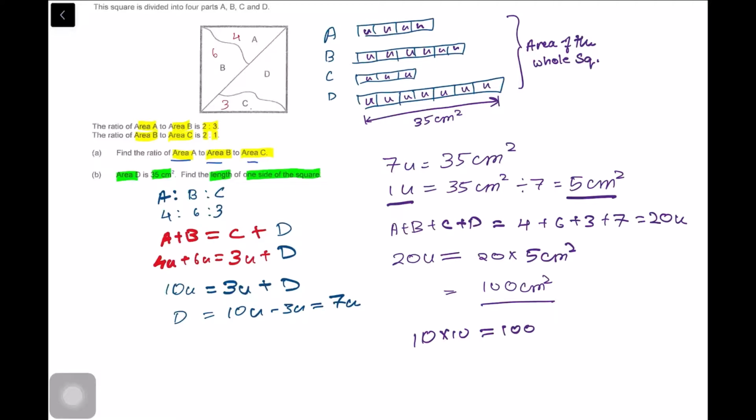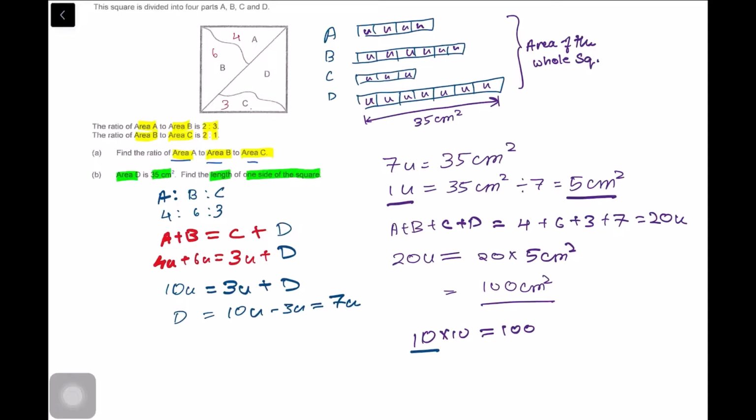If you see, 9 times 9 is 81, and 11 times 11 is 121. So 10 times 10 is 100. So if the area of the square is 100, and the property of a square is that all 4 sides are equal in length, then it follows that the length of one side of the square would be 10 centimeters.